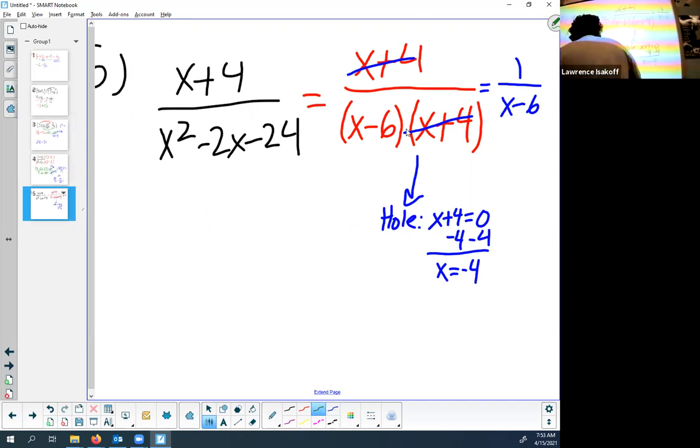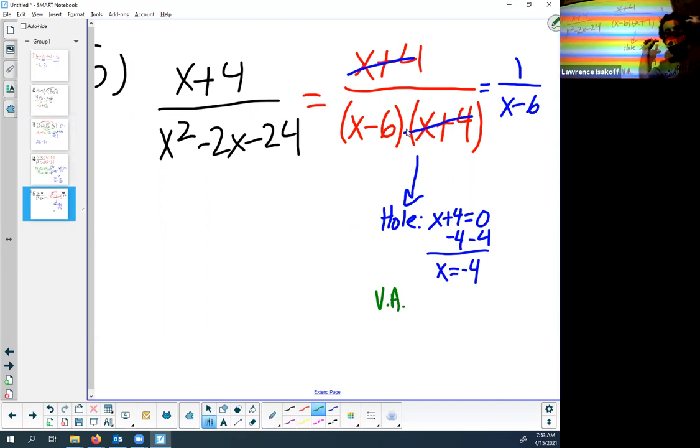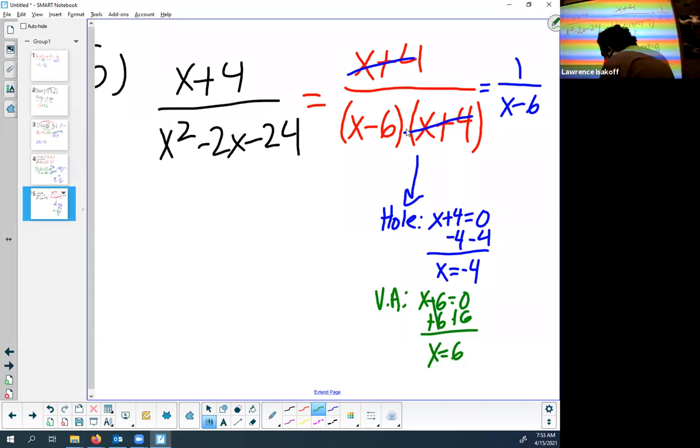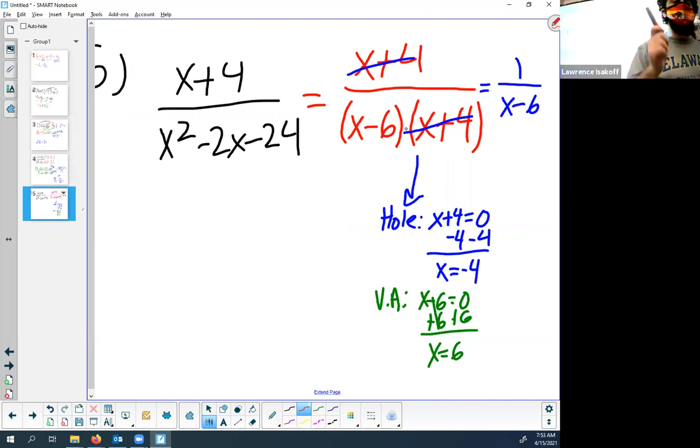So my vertical asymptote will happen when the new denominator is 0. So that's at x minus 6 equals 0. Add 6. x equals 6. Last one I need is the horizontal. The denominator has a higher power, so that just defaults my horizontal asymptote to y equals 0, or the x-axis. So that is just y equals 0.